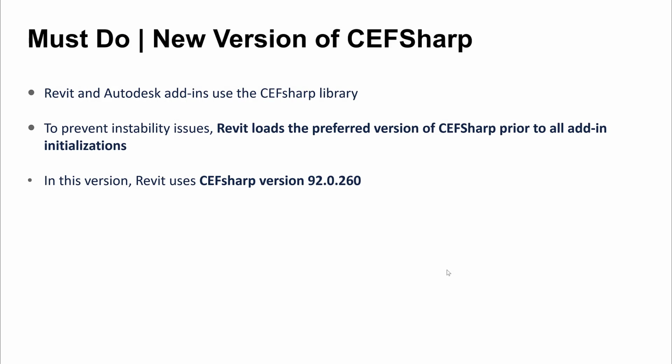The first thing that everybody needs to be aware of is that CF# is a library that is used by Revit. So at times, if the wrong version of CF# is loaded, that can cause instability in Revit. Because of that, we've actually forced load of the CF# library ahead of any kind of add-in initializations. So be aware that your add-ins with this version of Revit will need to use the same version as Revit. And that version is 92.0.260.